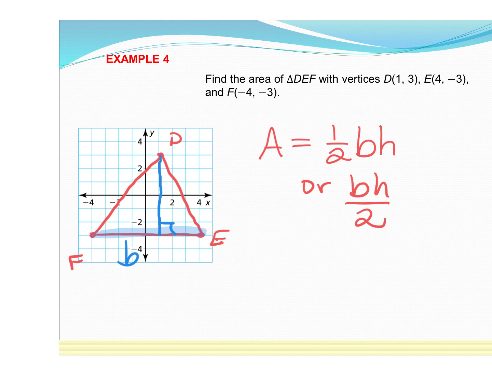So this has, let me go ahead here in a different color, 1, 2, 3, 4, 5, 6. So it's got a height of 6. So my H is 6. My base, I can do the same thing. I could count 1, 2, 3, 4, 5, 6, 7, 8. My base is going to be 8.